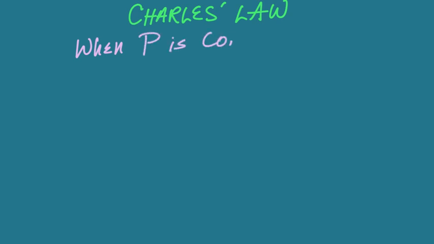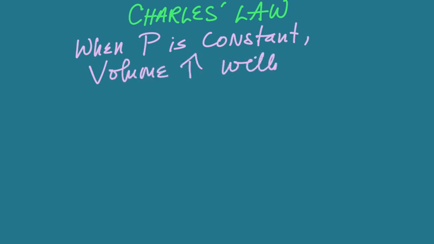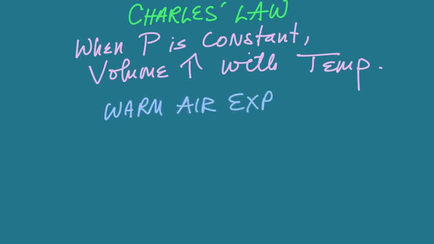Charles' law states that when pressure is kept constant, the volume of a gas increases along with the temperature. This means that on a hot day, the volume of a gas increases, the gas expands. On a cold day, the gas contracts, air contracts. So an easy way to remember Charles' law would be warm air expands.